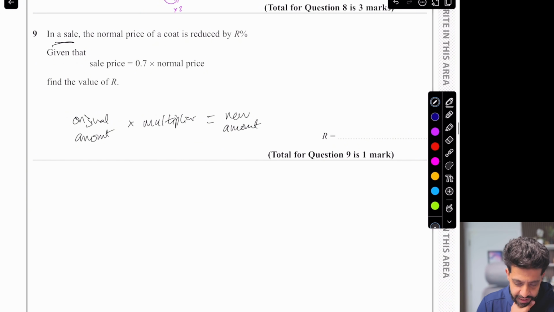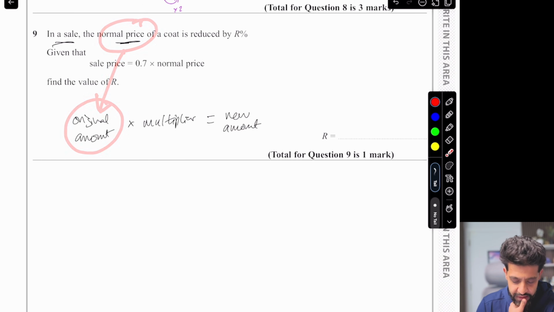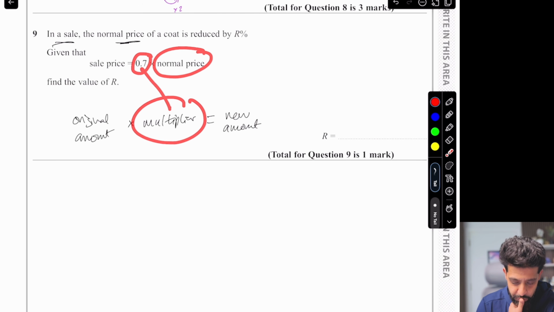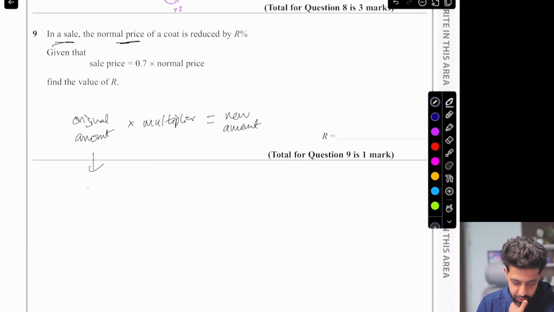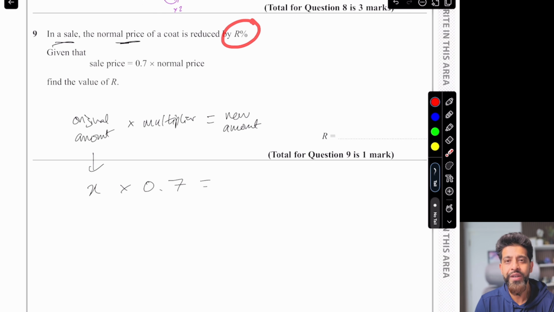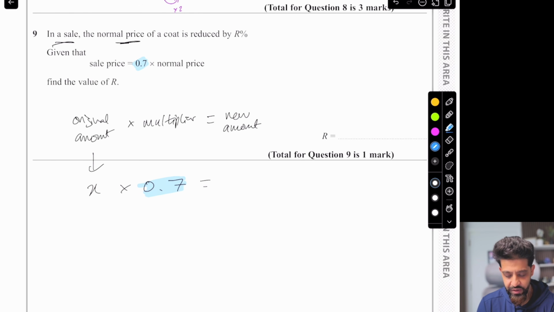So we are told this is a sale. The normal price, which refers to your original amount, is reduced by R%. The reduction is a multiplier, by the way. So the normal price is right there, and your multiplier is 0.7. Your original amount you don't know, so we're going to call that X, times your multiplier, which is 0.7. We also don't know the new amount, but this is not that sort of question. You have to work out what R% is. What is your discount? Well, your clue is right there. This is where the discount comes from.